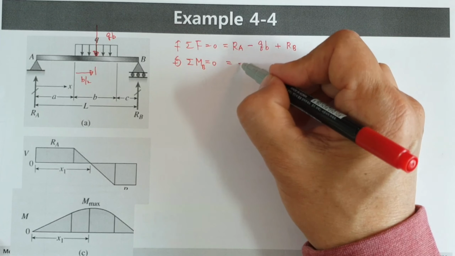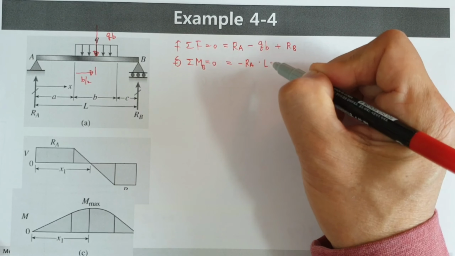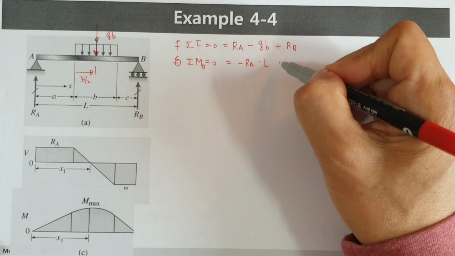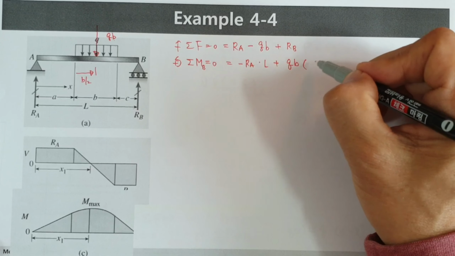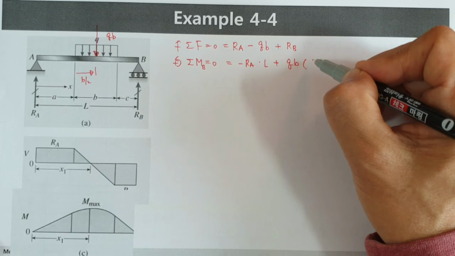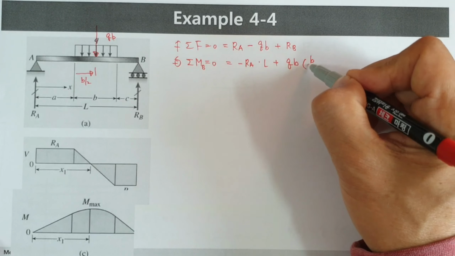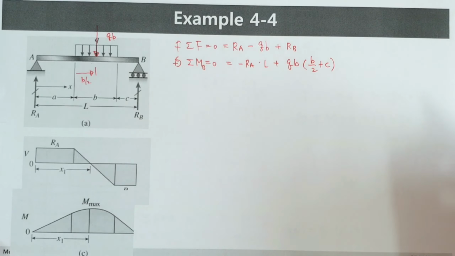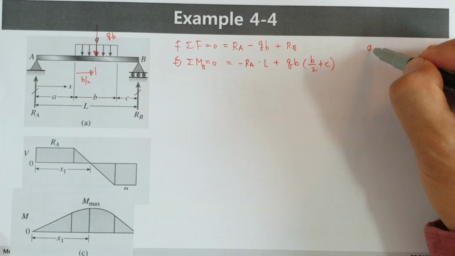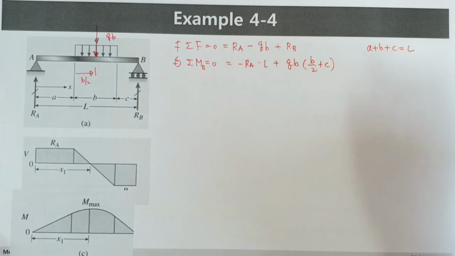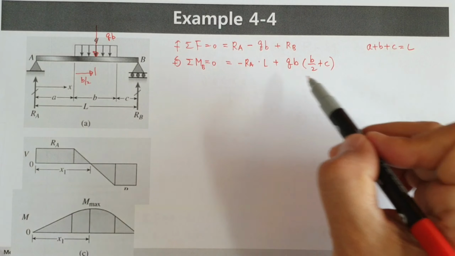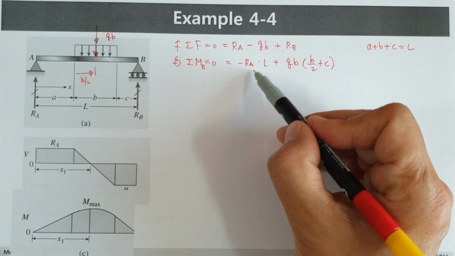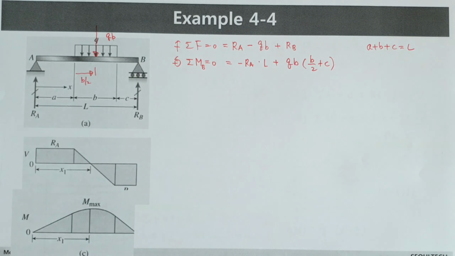And RA L, plus QB, and this length is B, this length B over 2 plus C equals 0. Of course, we have some condition A plus B plus C equals L. Then we can calculate RA and RB values. RA is given here, and the RB we can calculate. Now we don't have any trouble to go further.